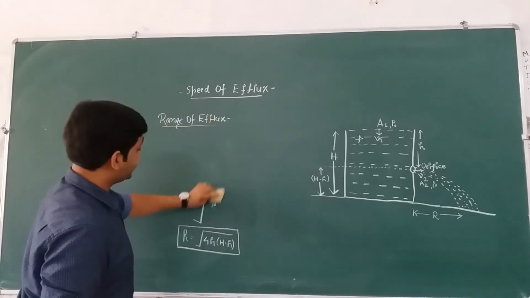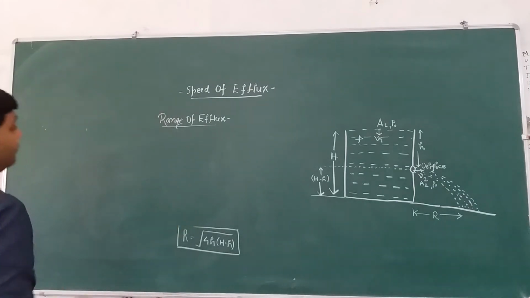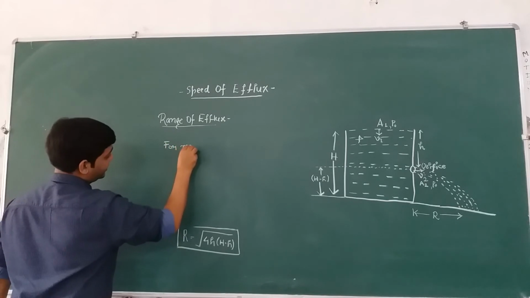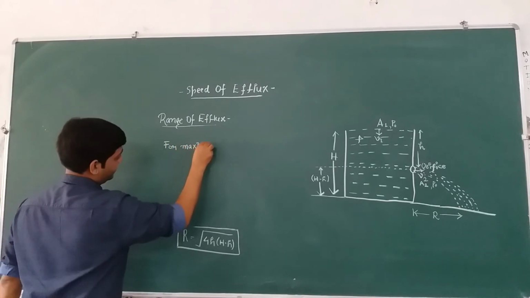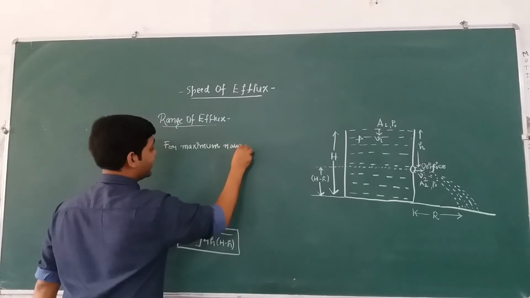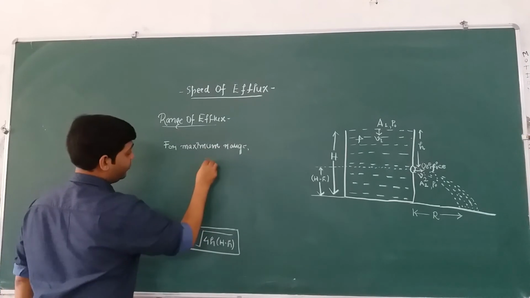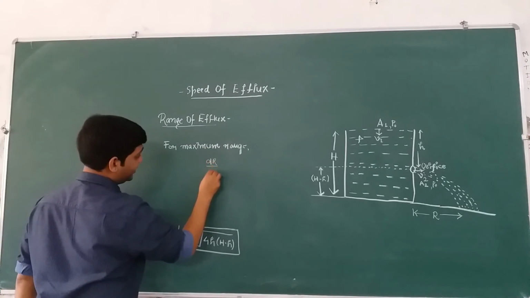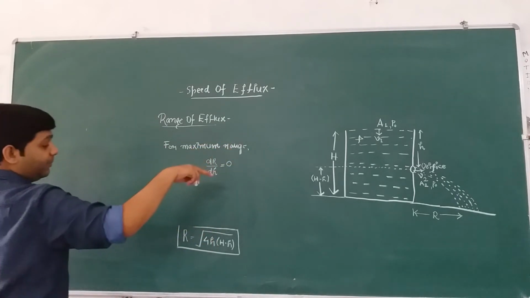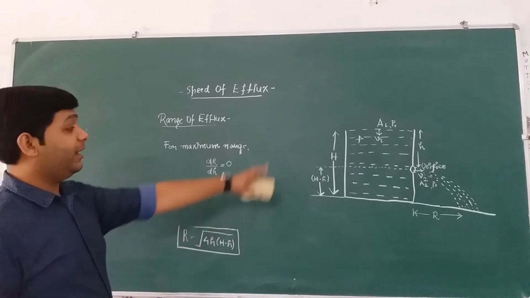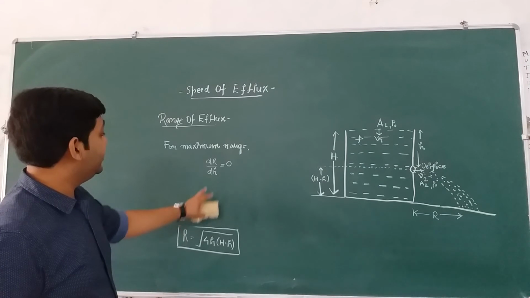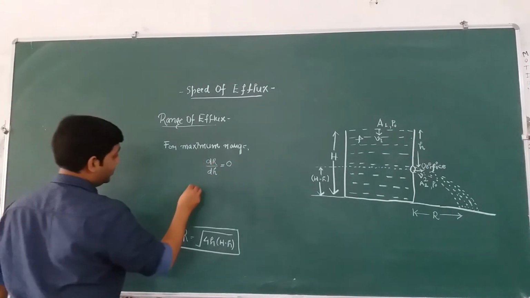To calculate the maximum value of the range, what do we do? For maximum range, you must have studied this in your mathematics, how do we calculate the maximum value. For maximum range, we put dR upon dh is equal to 0. This small h is variable, and we are interested in for what value of h the value of R will become maximum. So we will put dR upon dh is equal to 0.